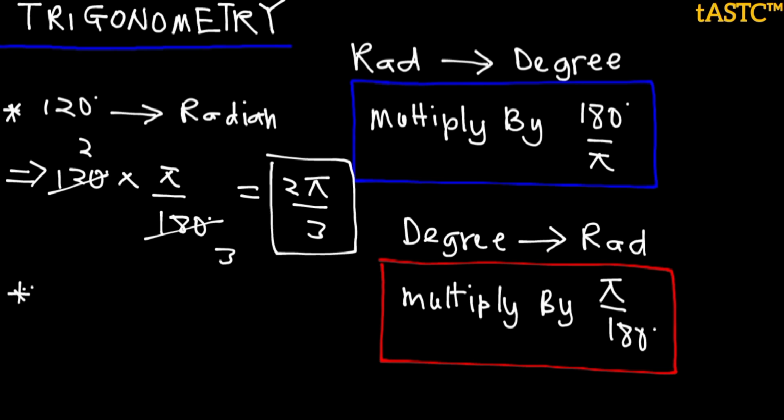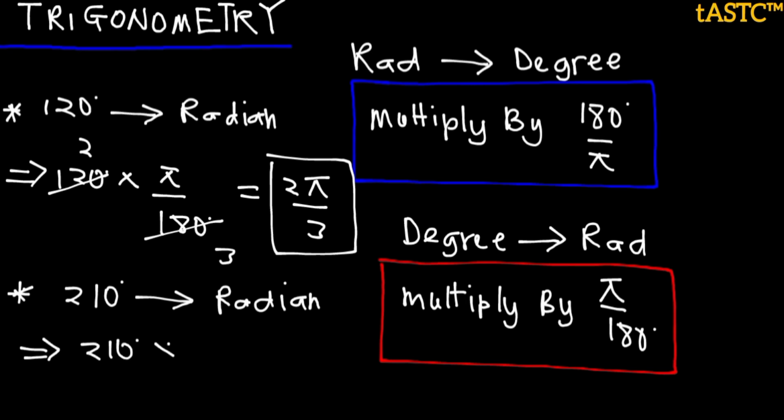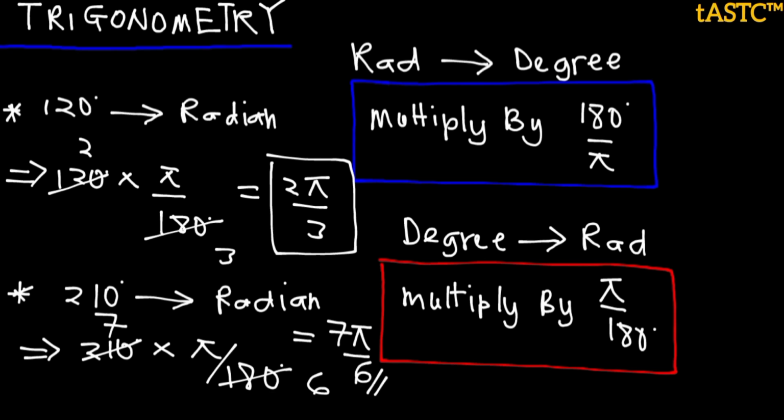Try this one yourself. Let us say that you have a 210 degrees. What is going to be its equivalent in radian? So basically this is what you're going to have. You're going to have a 210 multiplied by pi divided by 180 degree. Now I know that I could take 30. 30 into this is going to give us a 7, and 30 into this is going to give us a 6. So that will be 7 pi divided by 6. That is going to be the final answer.